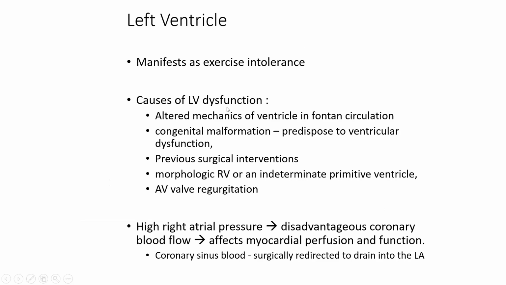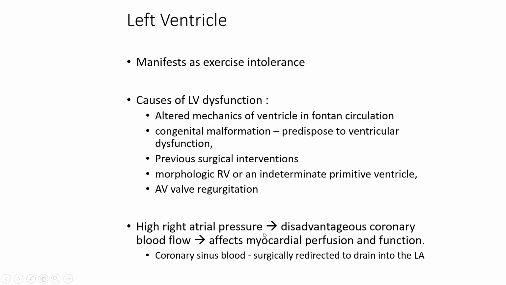Okay, left ventricle, initially it will manifest as an exercise intolerance because the cardiac output is not able to increase by demand of the exercise. Causes of LV dysfunction: altered mechanics of the ventricle in a Fontan circulation, might be a congenital malformation predisposed to ventricular dysfunction, like a morphological LV, or the RV as the systemic ventricle. So in that case, even if the ventricle is good enough, we created the Fontan, it's not good to pump in a systemic circulation. It ultimately fails because of the AVVR or so many others, like geometric muscle orientation, fiber orientation, previous surgical intervention, morphological RV as an intermediate primitive ventricle or AV valve. So these all are the causes of LV dysfunction.